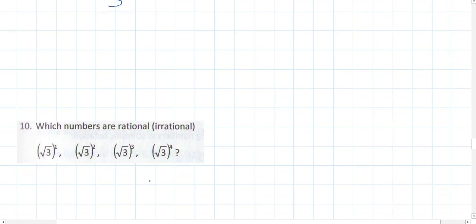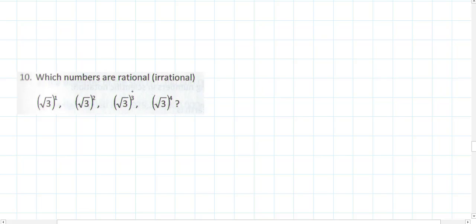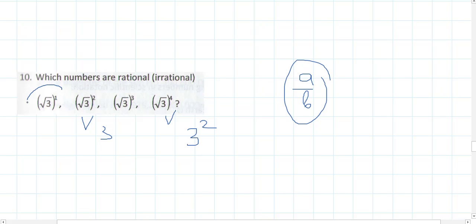Okay, now the next example, which numbers are rational or irrational? So we said that rational numbers are those which we can represent in the form a over b or m over n, so as a fraction. So here, which ones can we represent? This one, yes, of course, because it is a square root and squared, it will be just 3. And this one also, because here the 4th degree, so square root and 4th degree gives us 3 squared. We have integer numbers here, and these two ones are irrational numbers.